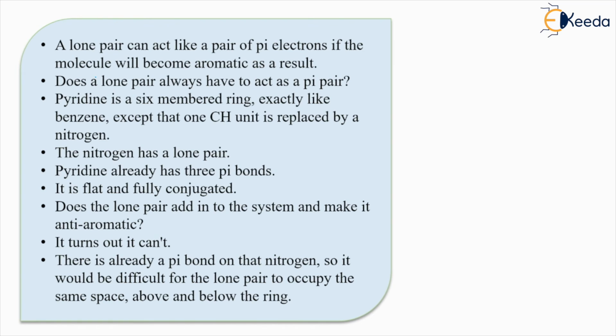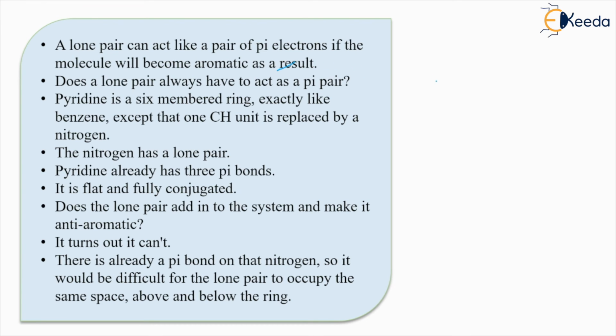The lone pair can act as a pair of pi electrons if the molecule will become aromatic as a result. That's a very important line. If using a lone pair, the particular compound becomes aromatic in nature, use it. If it does not become aromatic in nature, then leave it. Does a lone pair always have to act as a pi pair? No. So over here they have given the example of pyridine, and pyridine is exactly the same as benzene. And in pyridine, there is a lone pair as well. But at that point of time, you do not need it. Then you should not use it.